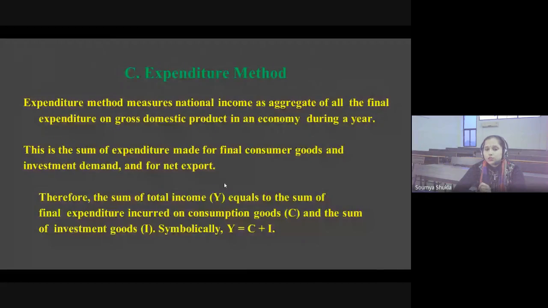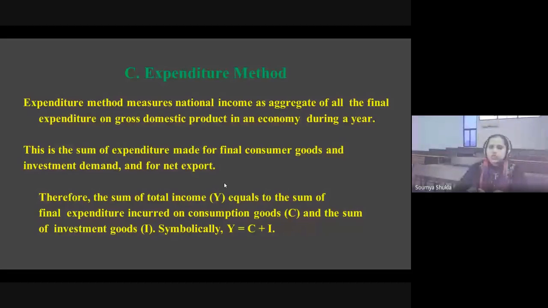Consumption of goods is always denoted by C, total income is denoted by Y, and the sum of investment of goods is denoted by I. So the expenditure method can be calculated as Y is equal to C plus I, where Y represents the sum of total income, C is the consumption of goods, and I is the investment goods.